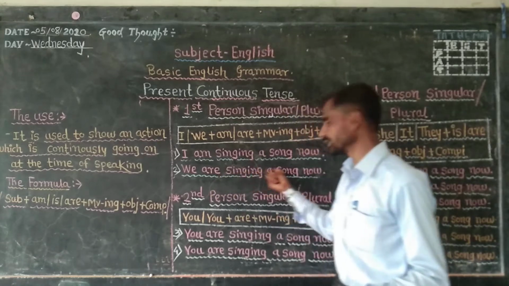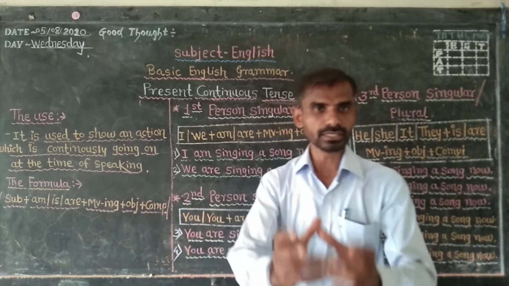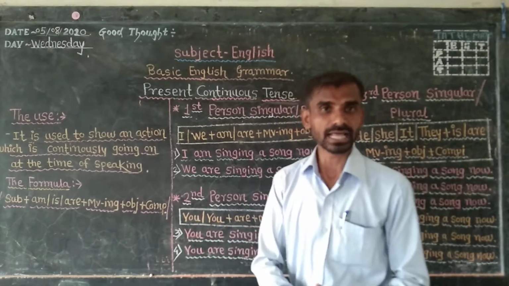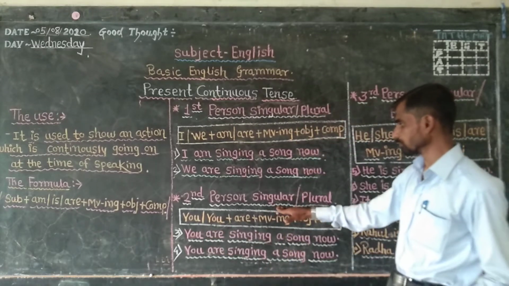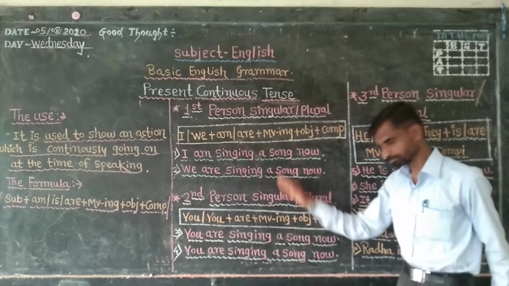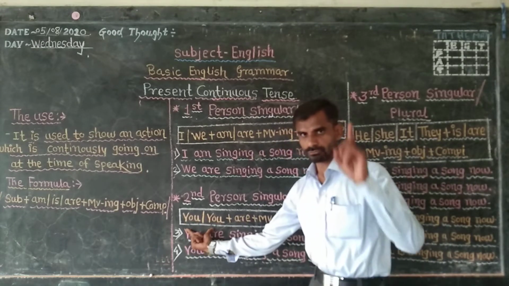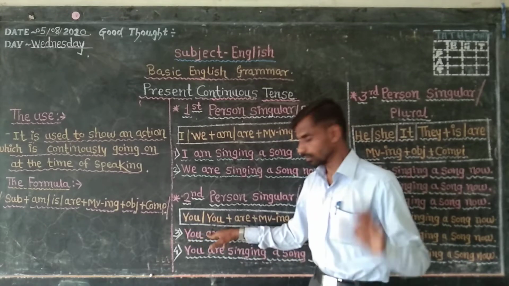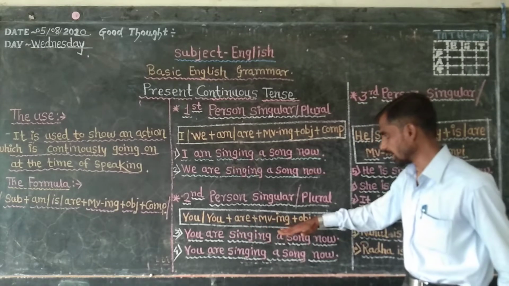We are singing a song now, it will explain the present condition of the case or of the plural case, that is we. Now let us talk about second person singular as well as plural. Check out the formula. Subject for second person singular you and plural again you plus are, main verb with ing, plus object plus complement.